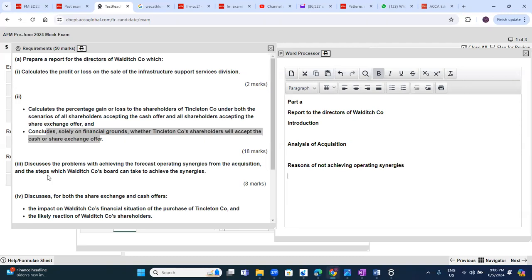Okay. And what was the other part? Steps which the company could take to achieve the synergies. Steps to take, steps to achieve the synergies. Second heading should be capital. Okay, next. Discuss for both the share exchange and cash offer: cash offer and share exchange. And the last, conclusion.